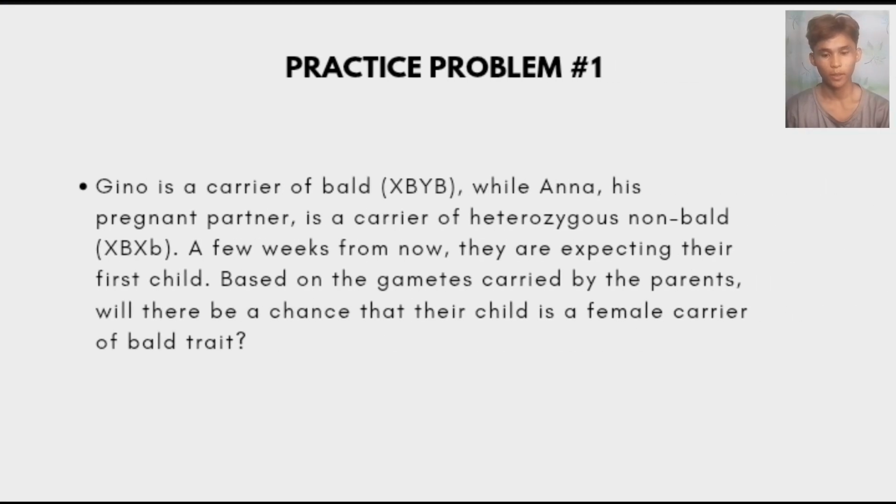number 1. Now, Gina is a carrier of bald, while Anna, his pregnant partner, is a carrier of heterozygous non-bald. A few weeks from now, they are expecting their first child. Based on the gametes carried by the parents, will there be a chance that their child is a female carrier of a bald trait? Now, in order for us to answer the question, let's have the Punnett square.